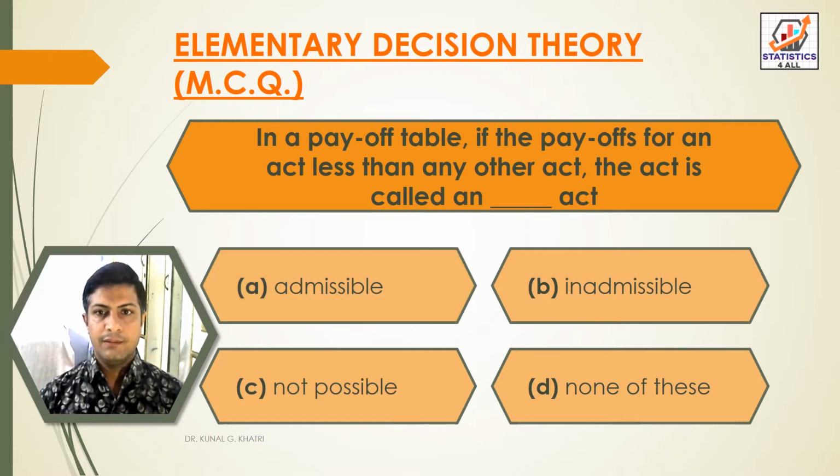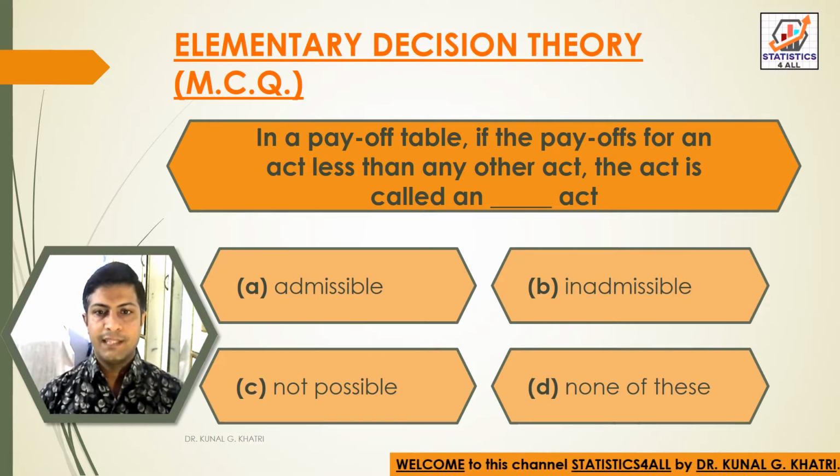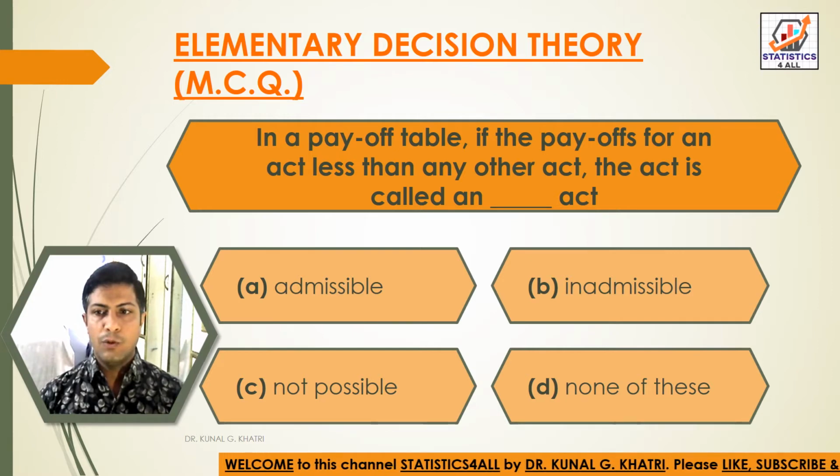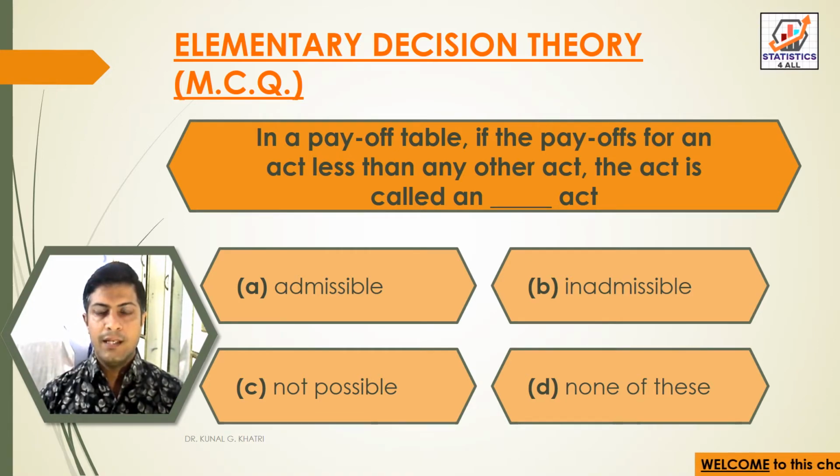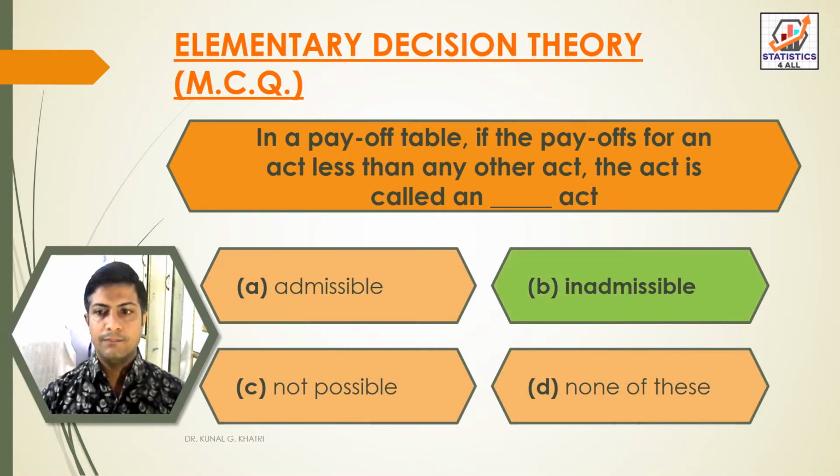Next question, in a payoff table, if the payoffs for an act are less than any other act, the act is called a dash act. Option A, admissible. Option B, inadmissible. Option C, not possible. And option D, none of these. So here we have answer option B, that is inadmissible act.